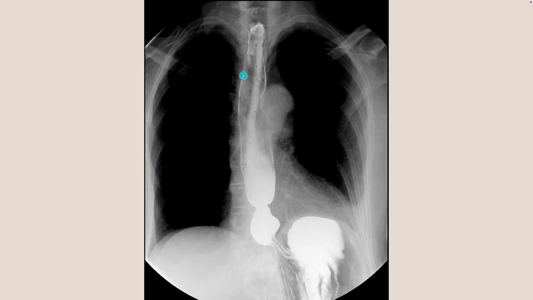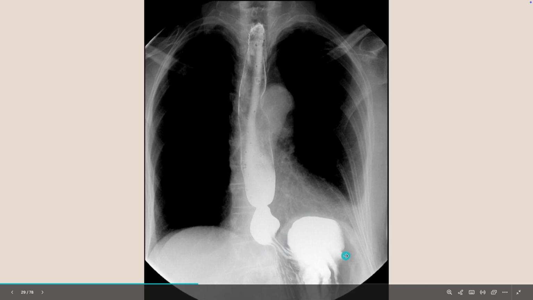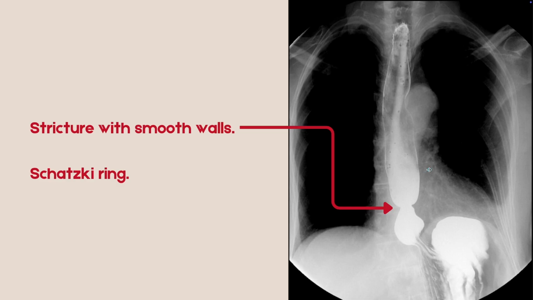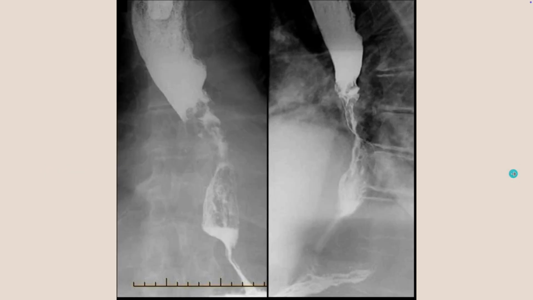Okay, so this is important. You need to know that there is this esophagus, and it smoothly comes into this little obstruction-like area, and then again it sort of dilates, and then you can see the diaphragm and the stomach. So this part seems normal, this part seems a little dilated, but what is this is what you need to know. This kind of smooth filling defect is usually caused by a Schatzki ring. Okay, so smooth walls with a stricture in the esophagus is a Schatzki ring.